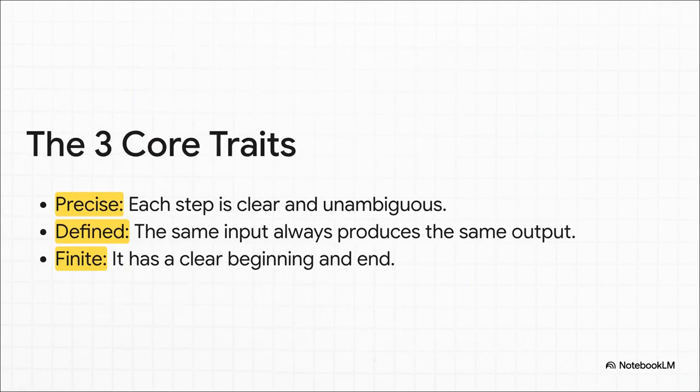Simple as that. And for any algorithm to actually work, it has to have these 3 qualities. It's got to be precise. Each step has to be crystal clear. No guessing. It has to be defined, which means if you use the same recipe with the same ingredients, you get the same cake every single time. And finally, it's got to be finite. It has to stop. It can't just run on forever.